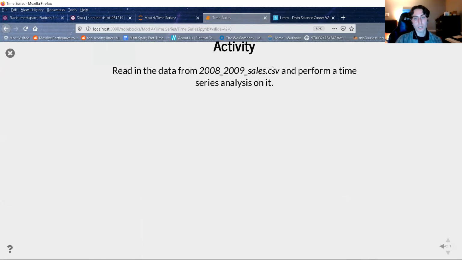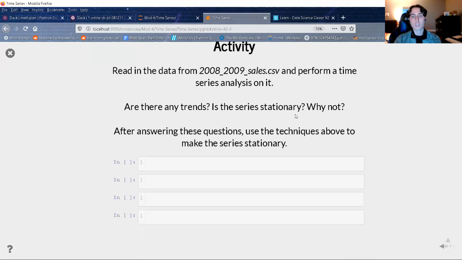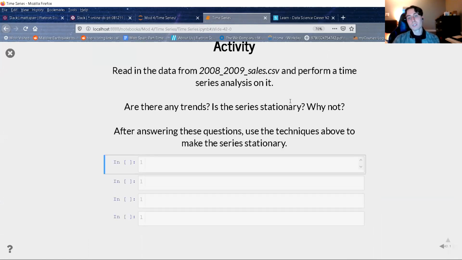So for the activity, there's some sales data in a CSV. You're basically going to open it up, make the index the date, and convert it to a datetime index. And then you can plot it. You can do the seasonal decompose. You can plot the ACF and PACF. And you're ultimately going to decide if there are any trends. Is the series stationary? And if it's not stationary, figure out a way to make it stationary.